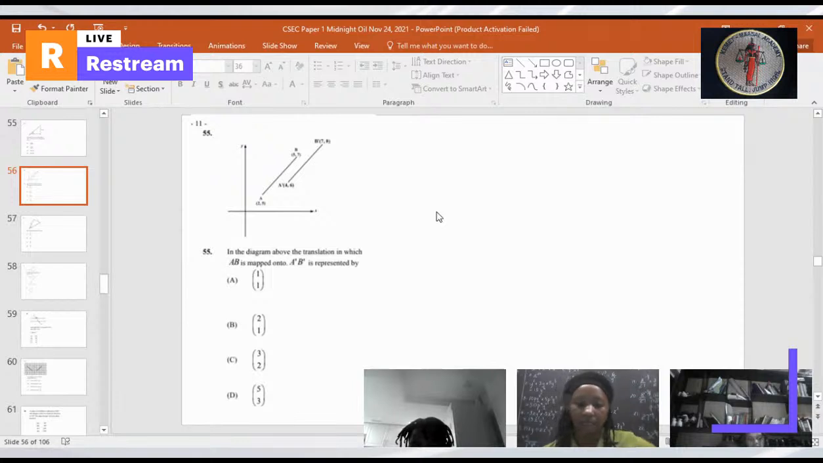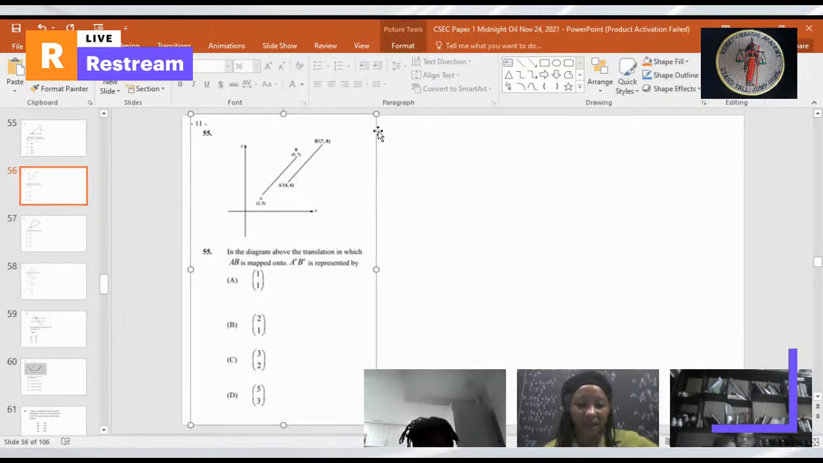Number 55. In the diagram above, the translation in which AB is mapped onto A prime B prime is represented by... The coordinates are kind of blurry. So, moving from A.